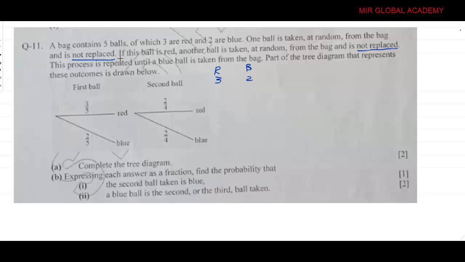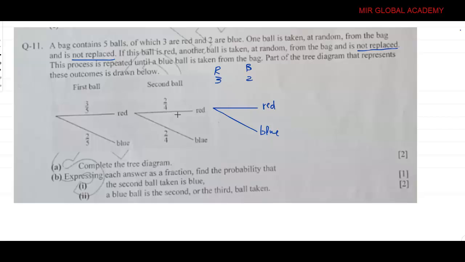As in the question, if this ball is red, another ball is taken. So when we pick the ball, if the ball picked is red, we will continue the process. If it is not red, we will stop there. So that's why there will be no further branches from this blue ball. Now if the second ball is red, we will continue the process. And if the second ball is blue, we will stop over there. So there will be 2 further branches from this second red ball.